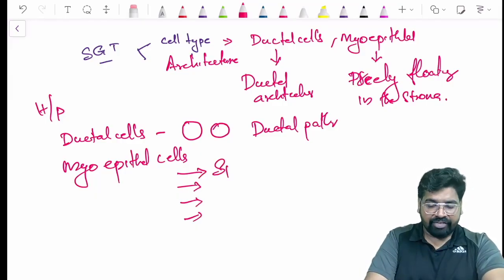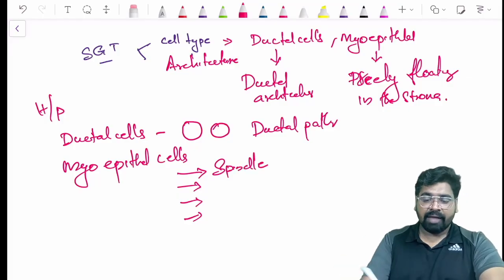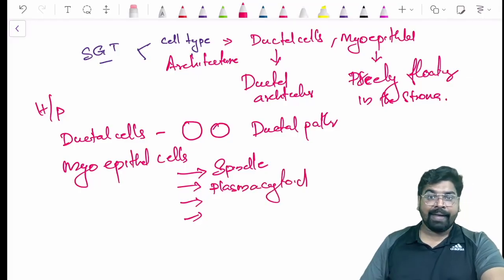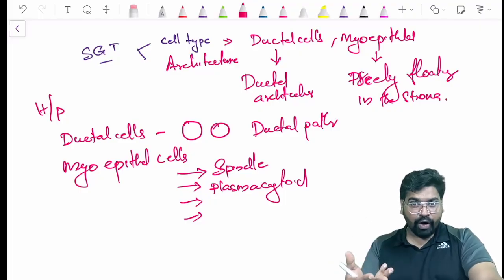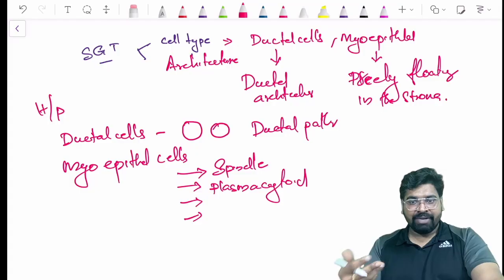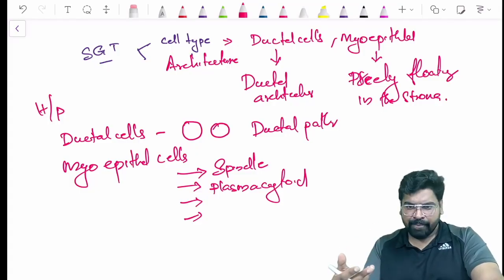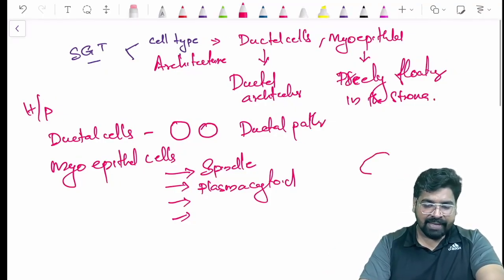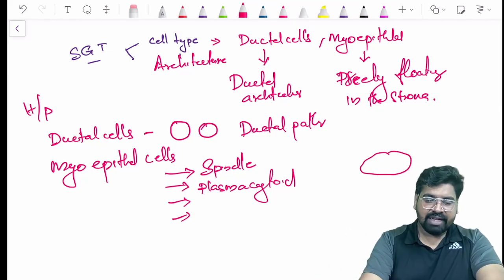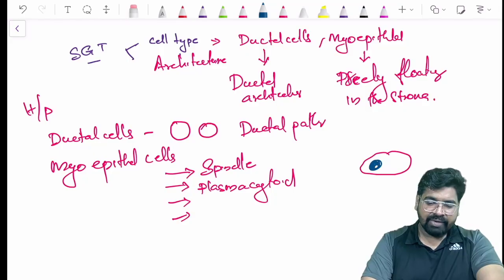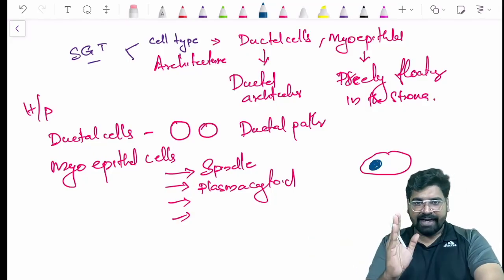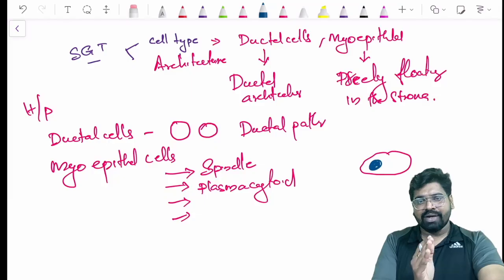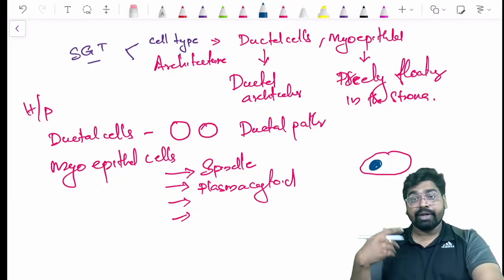They can be spindle in shape. They can be plasmacytoid. What do you mean by plasmacytoid? Epithelioid, plasmacytoid, basaloid: oid means looking like, or resembling. A plasma cell is an oval-shaped cell with a nucleus towards one side, that is, eccentrically placed, not in the center. So the eccentrically placed nucleus is the peculiarity of plasmacytoid cells.